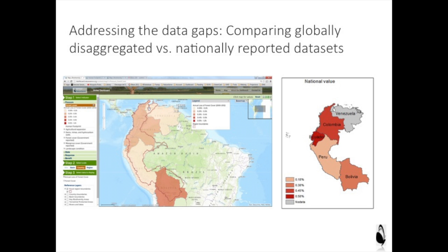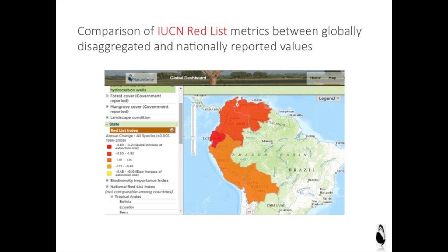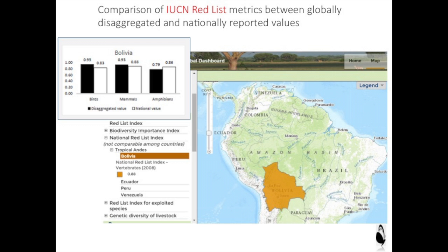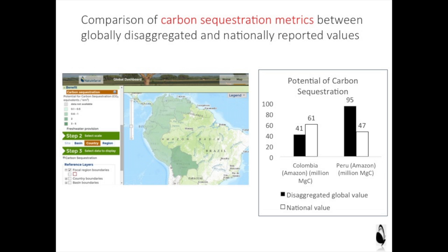Next, I'd like to briefly show you two example applications based on the dashboard effort. First is that we tried to address the data gap by comparing global disaggregated indicators versus nationally reported datasets in the tropical Andes countries. We looked at the forest cover loss metrics, the IUCN red list metrics. This shows the national red list index for Bolivia, the protected area metrics, and the carbon sequestration potential metrics.